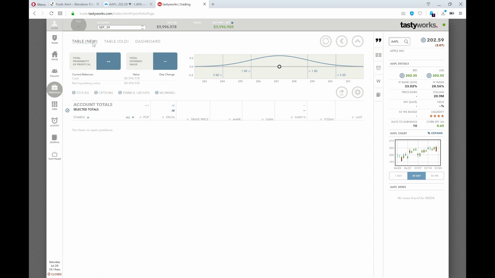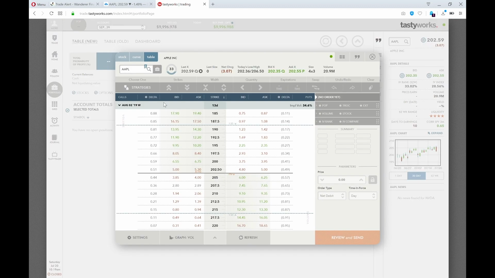So we're going to bring up our account. This is our Tastyworks account. Click trade, and up it pops. Now this is an option chain. This is a basic one. Tastyworks, they don't show you a ton of information. You can choose to look at different things here, but the basics here are delta, bid, ask, strike, and let's take a look at what these mean.